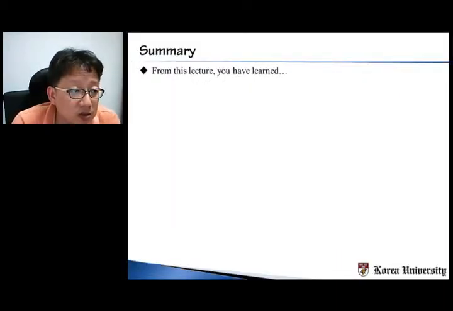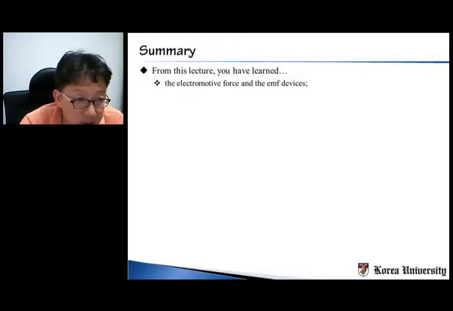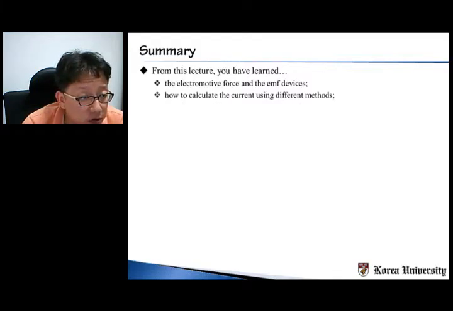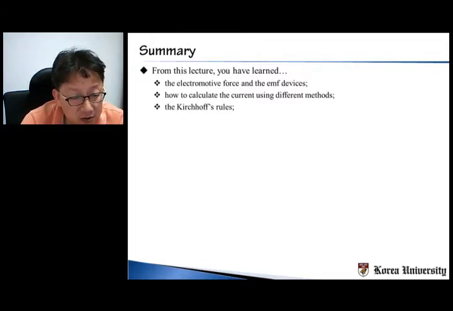So finally, let's make a summary of this lecture. From this lecture, you have learned the electromotive force and the EMF devices. It was a new concept. Try to remember that electromotive force is not a force, but it's a kind of potential or electric potential. Okay. And then we also learned how to calculate the current using different methods like loop rule, junction rule, or potential method and everything, right? And then we also learned Kirchhoff's rules, which are the junction rules and loop rules, right? Okay.